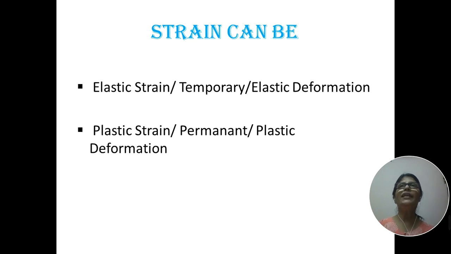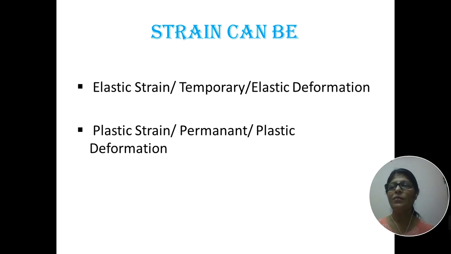Now, strain can be of two types, that is elastic strain and plastic strain. Now, elastic strain, very simple. If you stretch an elastic and release the forces, it comes back to the original position. So when you are stretching it, it is changing its dimension. But as soon as you relieve the forces, it is coming back to its original dimensions. So that is called an elastic strain. It is also called temporary because as soon as you relieve the forces, it comes back to the original. And also it is called elastic deformation.